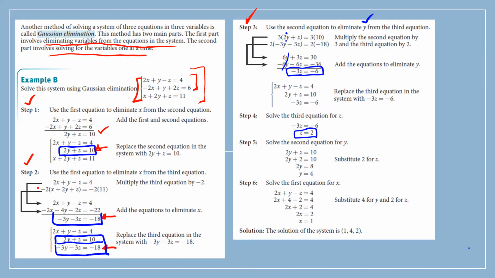So then we're going to solve the second equation for y. So remember that second equation looked like this now. And so we plug 2 in for z and we solve for y. And now we know what z and what y are. So then we can plug those both into the first equation and figure out what x is. So there will be our solution. So first we eliminate x from both equations, then we eliminate y from the bottom equation, and then we start solving for variables.